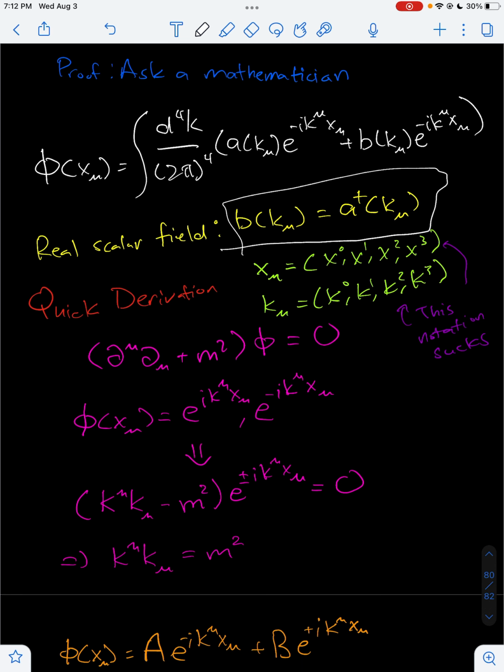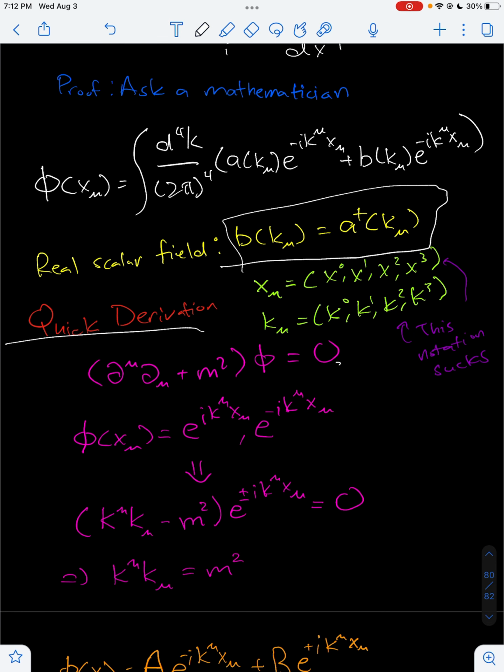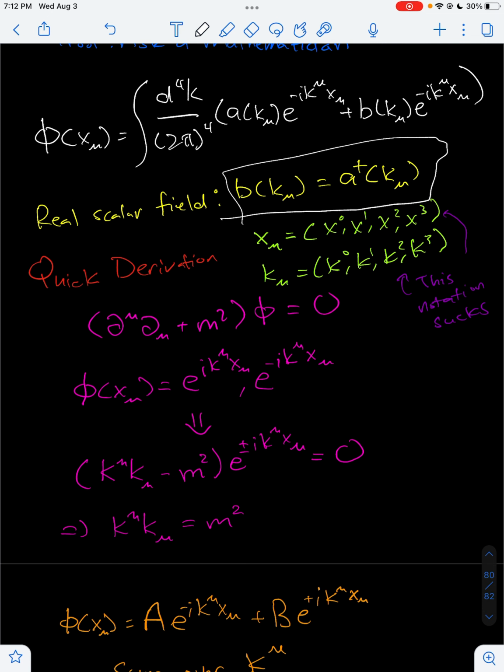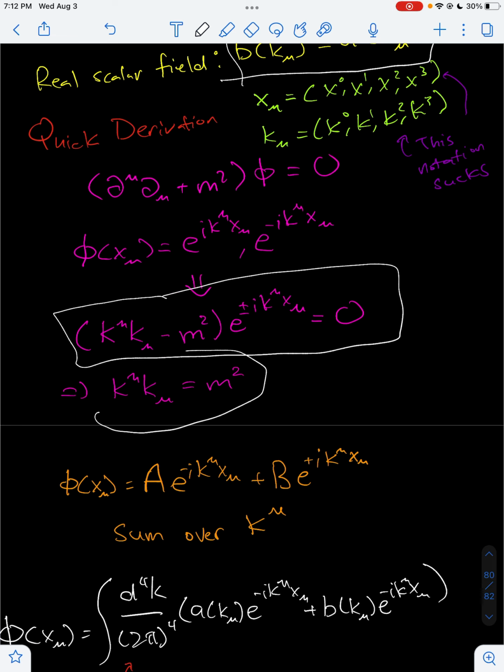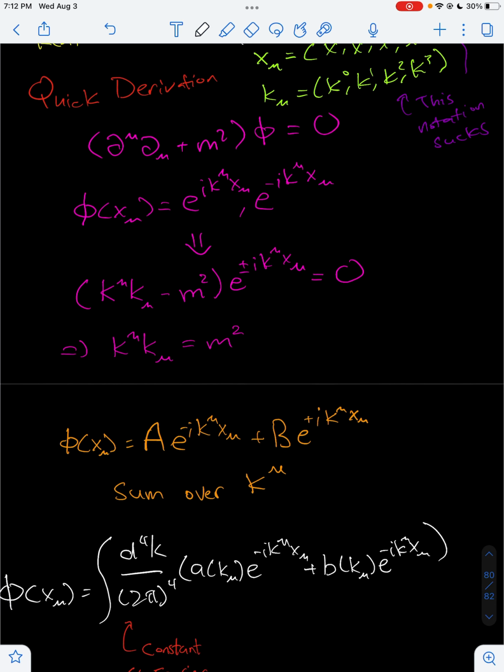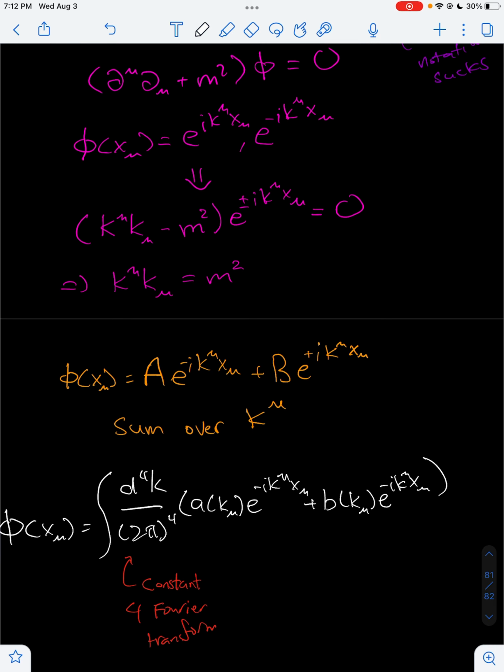So here's a quick derivation. Here's the Klein-Gordon equation. To solve it, all we had to do is use an ansatz of e to the ik mu x mu and e to the minus ik mu x mu. These are our plane waves. And then we got this equation over here, and this is solved for the case where our particle is on shell. Alright? So next we can just sum both of these solutions together, weighted by these constants.